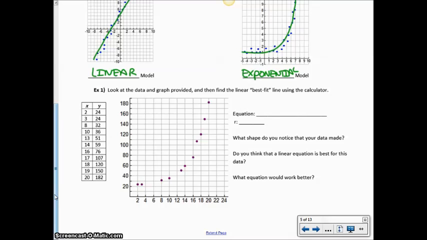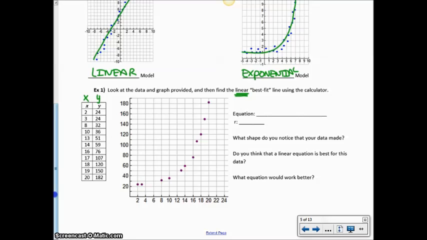All right, so this one it says look at the data in the graph provided, then find a linear best fit using the calculator. So it asked me to do a linear best fit. Even though this graph kind of looks like it's exponential, it told me to do a linear best fit. So this is where you're going to do like we did yesterday. We're going to go to our second data, start entering your data as your X's and your Y's, and then you're going to go ahead and look for your A and your B value and your R value so that you can write your equation. So go ahead and pause the video and put those into your calculator.